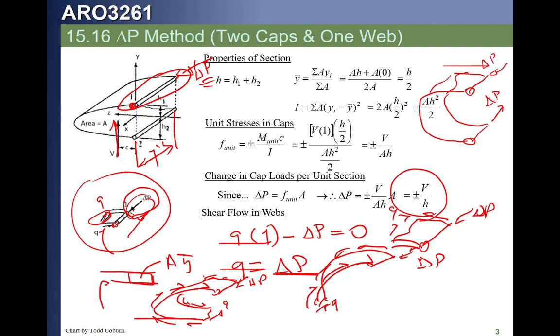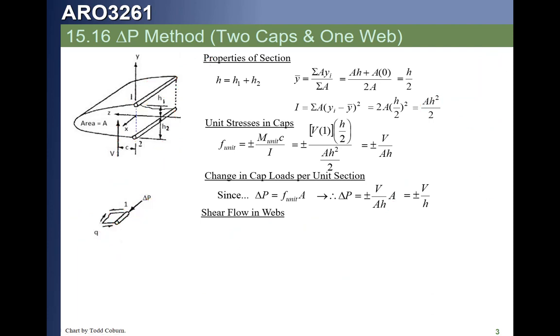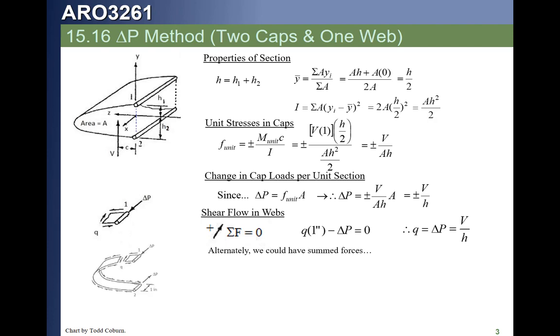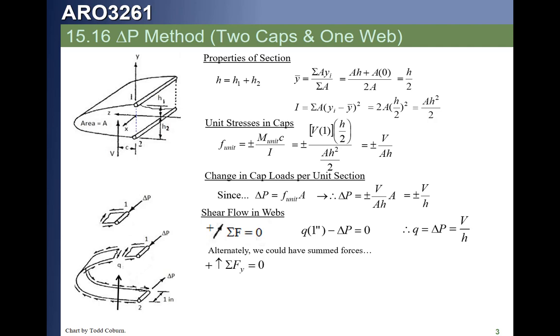Okay? So we sum our forces in that direction. Q times 1 minus delta P is 0. That means Q is delta P. We saw that, which means it's the same result as we saw before. Alternately, we could have summed our forces and done the exact same thing.